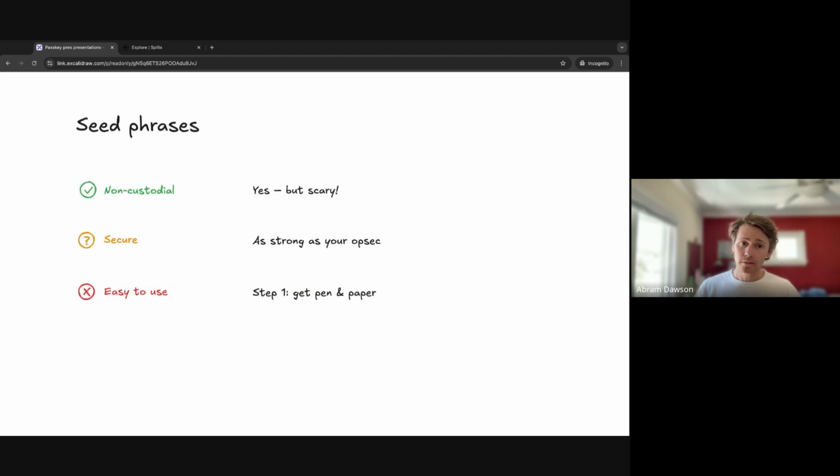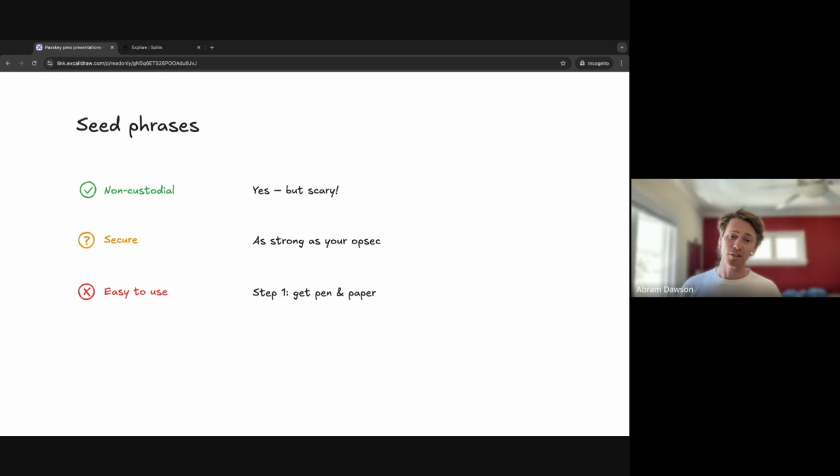Seed phrases, wonderful. They're non-custodial, right? That's great, but they're also pretty scary. They can be kind of secure if your OPSEC is super secure. If you have your seed phrase written down on a sticky note on your desk, that's not super secure. But if you have it imprinted into metal, stored in a fireproof vault or something, then that is more secure. So it's kind of up to you. It's as strong as your OPSEC is.